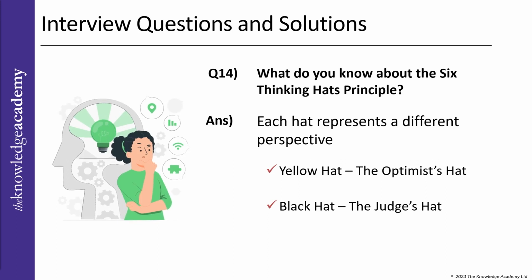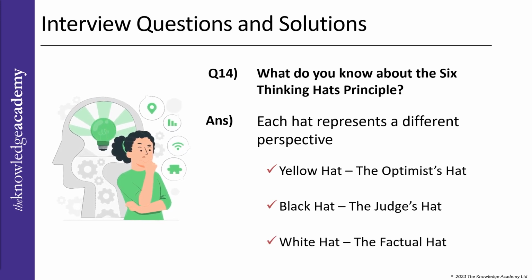Black hat, or the judge's hat. The black hat is about being cautious. The person with the black hat identifies mistakes. They are judgmental and think about everything that could go wrong. Finally, the white hat, or the factual hat. The white hat is about gathering facts. The person with the white hat discusses information from every angle possible.